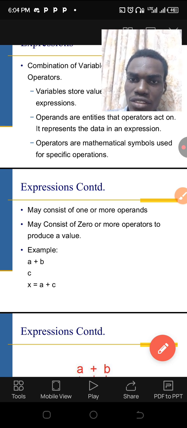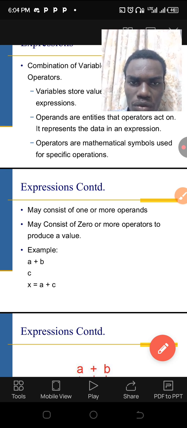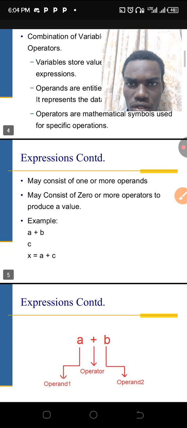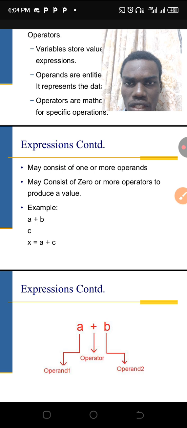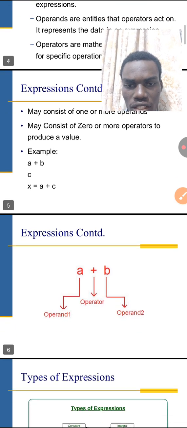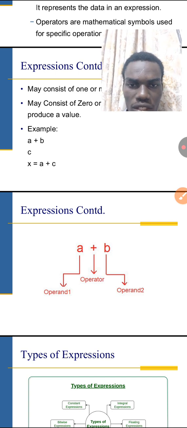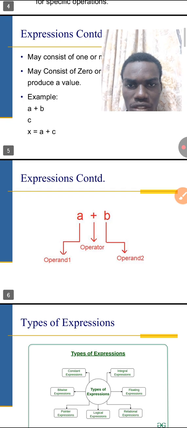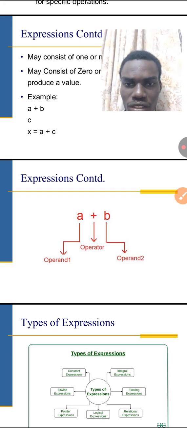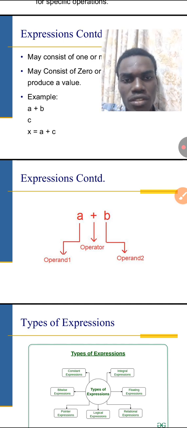So expressions may consist of one or more operands, and may consist of zero or more operators to produce a value. For example of an expression, you have a plus b, and then we have c, and then we have c equals a plus b. We get to know that a is the operand, then we have the operator and then the operand. So a plus b: we have operand 1, then the operator with the plus sign, and then operand 2 with the b.